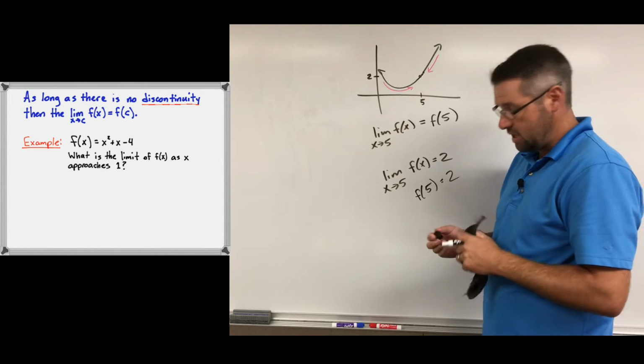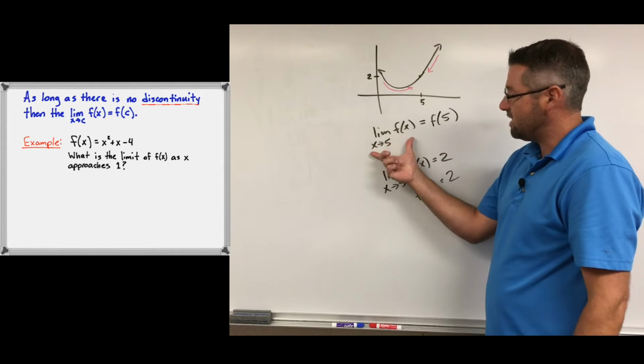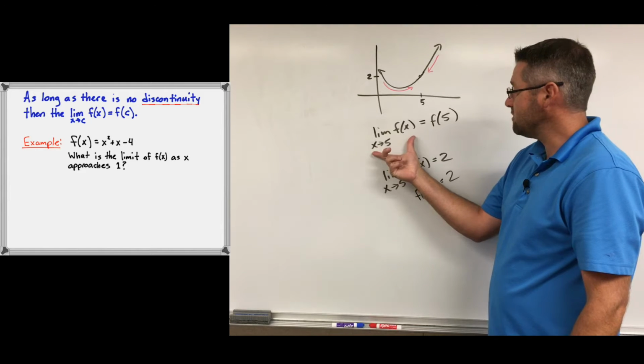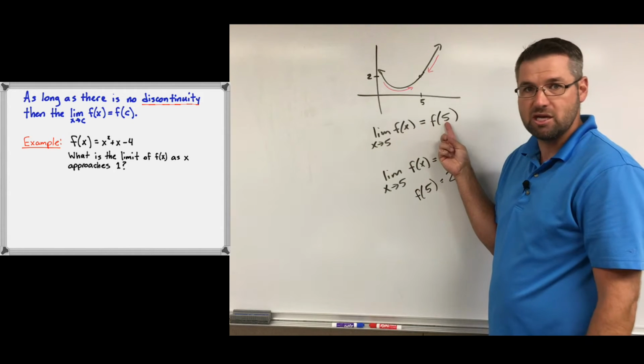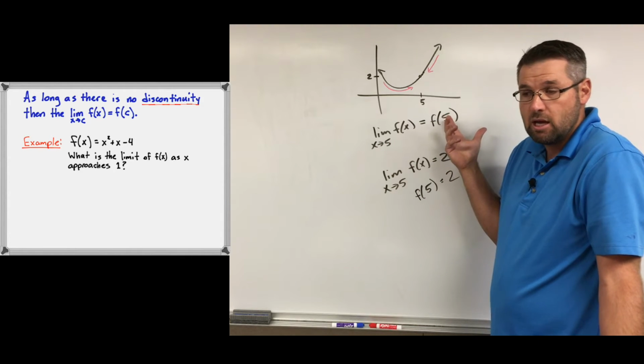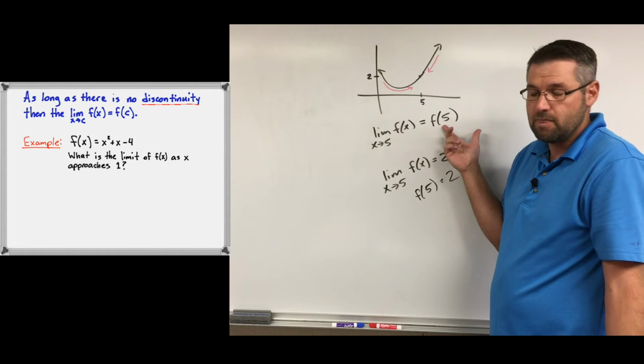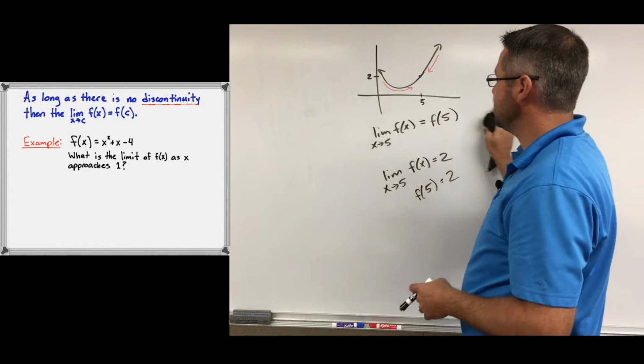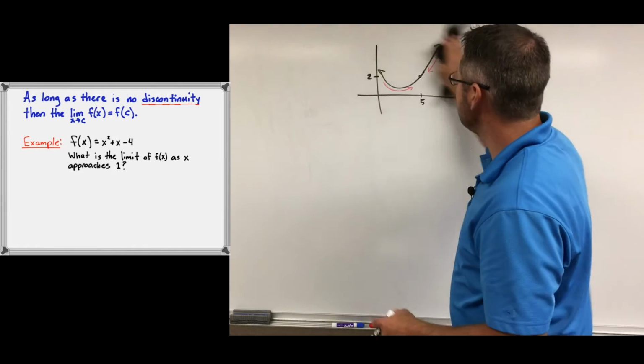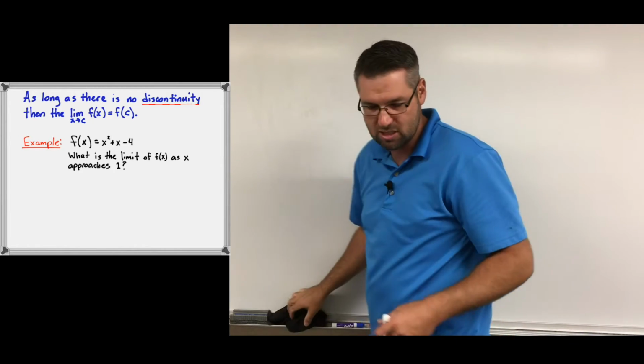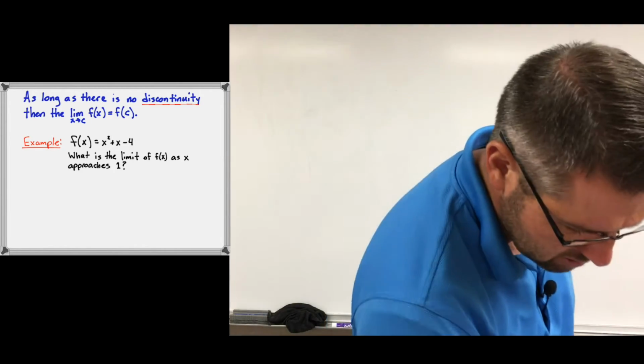In other words, analytically, in order to find a limit, all we have to do is plug in the x value to the function and get an answer. That's all we have to do. It's the same as saying, what's f of 5? This only works if the function's continuous, so we have to be careful of that. We have to check to see if the function's continuous, but all we have to do is substitute.